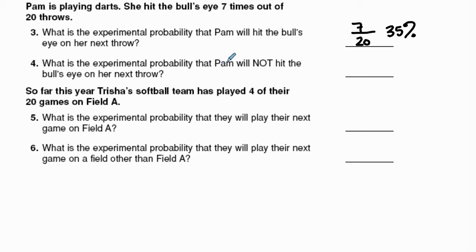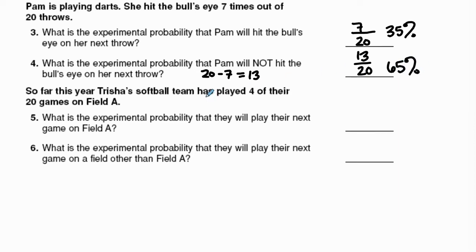Experimental probability that Pam will not hit the bullseye on her next throw. So we had 20 times she did it. We had 7 times that she hit bullseye, which means we had 13 times that she did not. So I have 13 out of 20, and that would give me 65%.